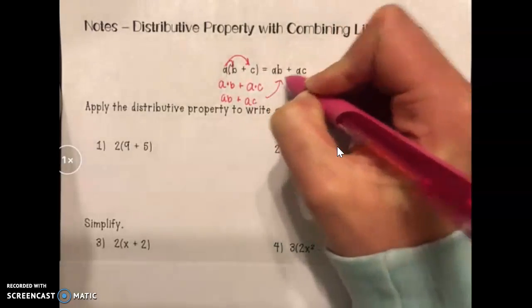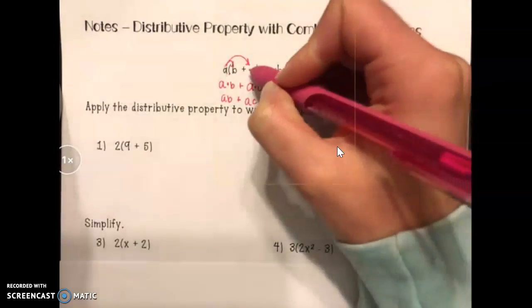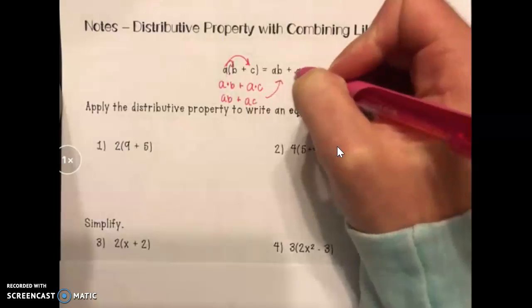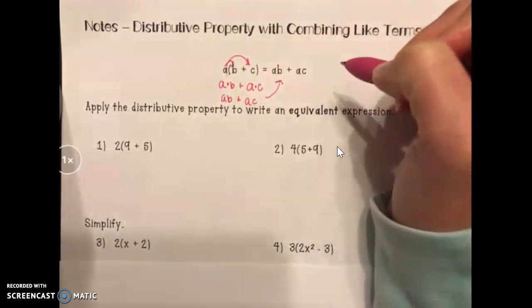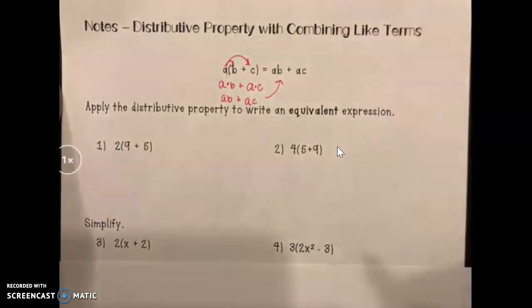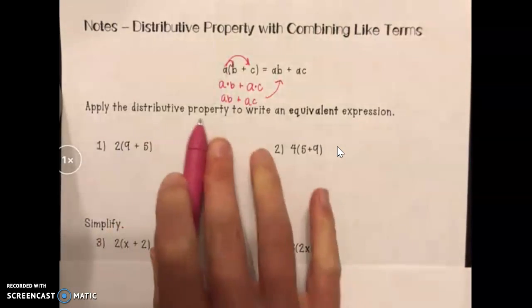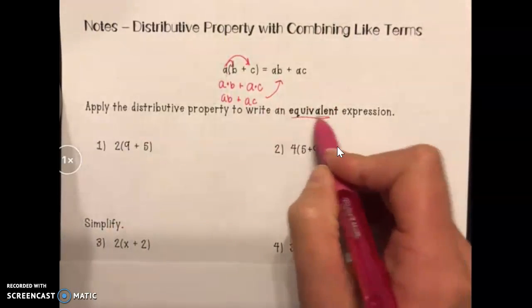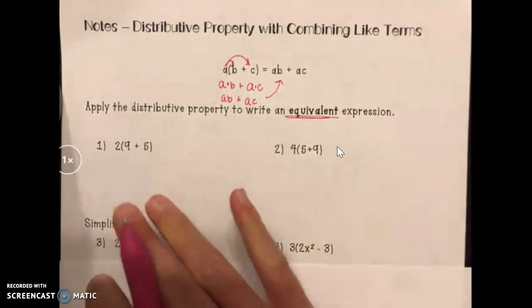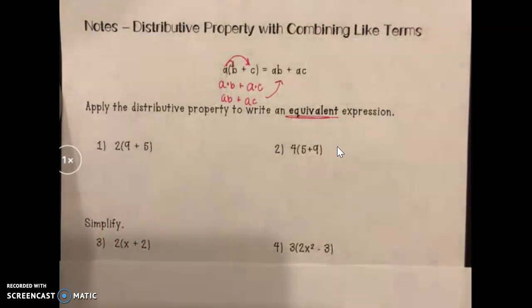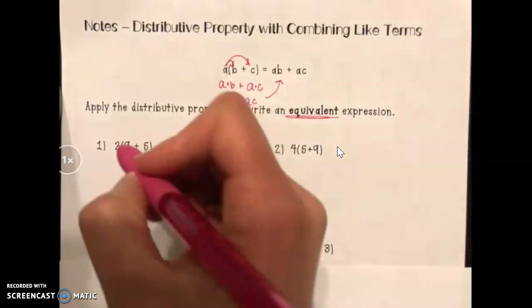And if you notice, that is the exact same thing that we have over here. So these two are equivalent to each other, meaning they equal each other. They're just two different ways of writing that same problem. Okay, so real quick, we're going to apply the distributive property to write an equivalent expression, so one that is equal to it. So again, just another way to write this problem.